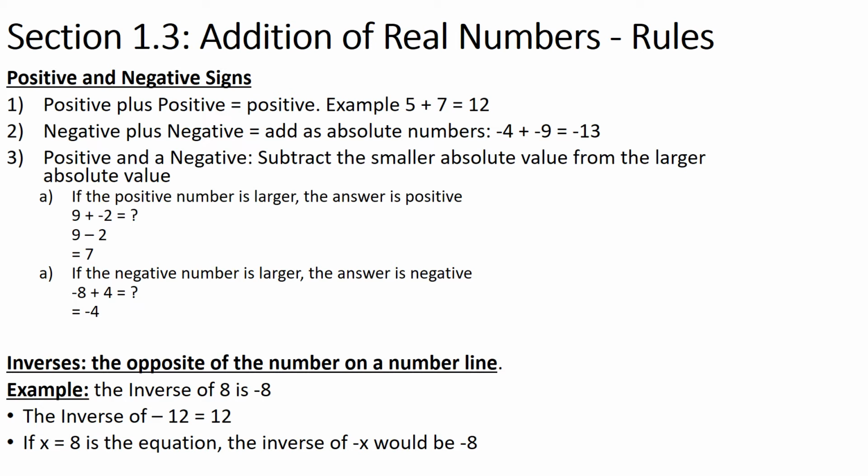What if we have positive and negative? The larger of the two values, if it's a larger negative, then we'll have a negative final value. If it's a larger positive value, then we'll have a final positive. 9 plus negative 2. Well, 9 is larger than 2. So 9 minus 2 is 7. Negative 8 plus 4. Well, negative 8 is larger than 4, absolute value-wise. So the final answer, negative 8 plus 4 is negative 4.